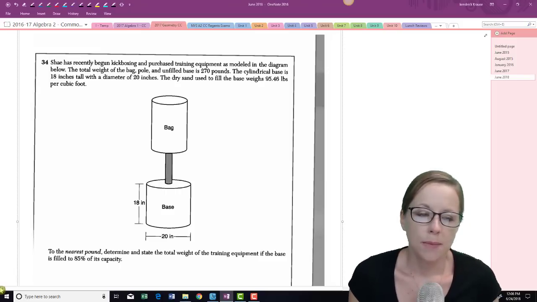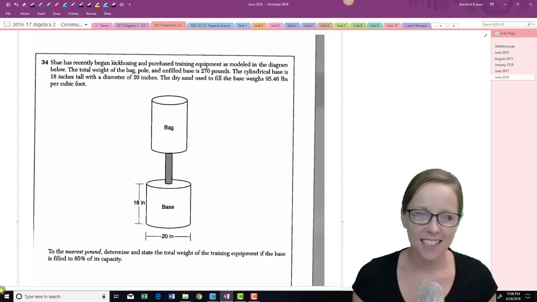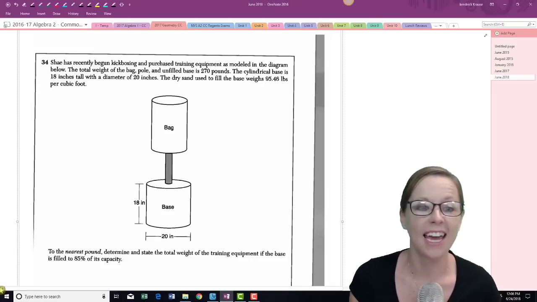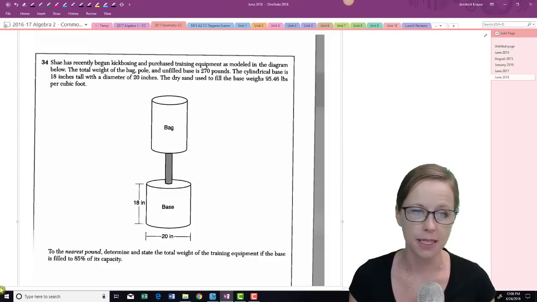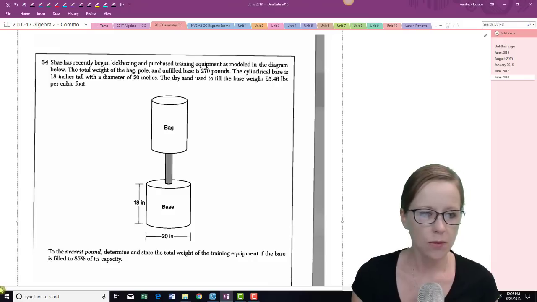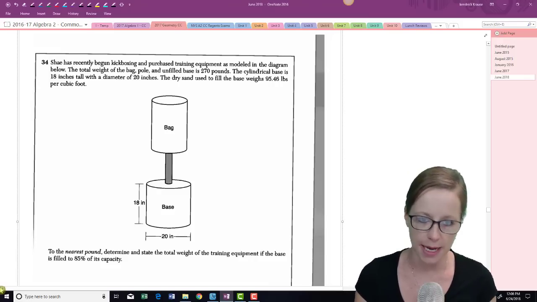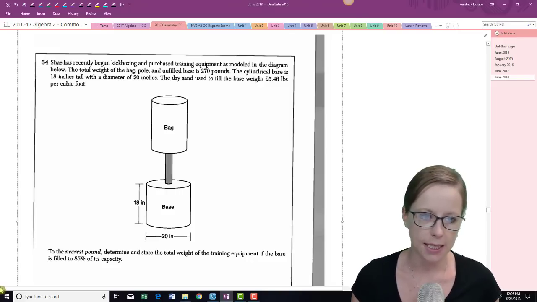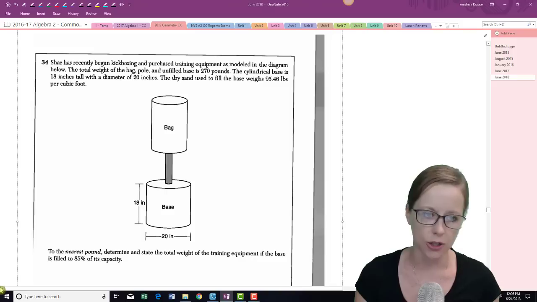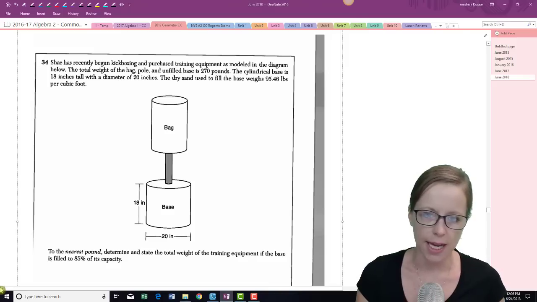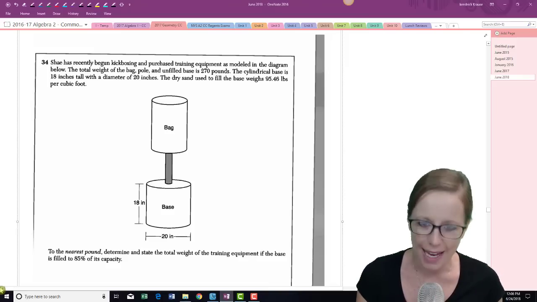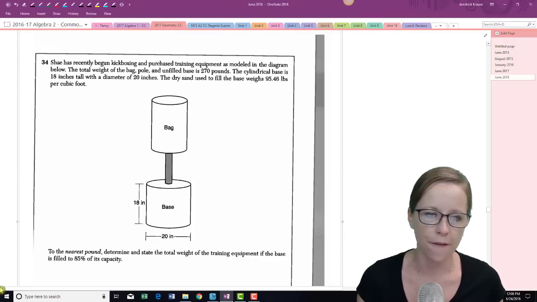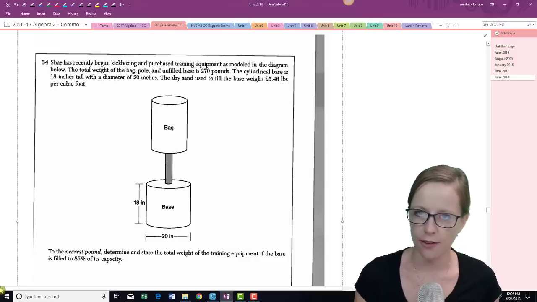So Shay has recently begun kickboxing. Yes, that's excellent. Kickboxing is a really good workout, and it lets you release some stress and maybe some anger. And purchase training equipment as modeled by the diagram below. The total weight of the bag, pole, and unfilled base is 270 pounds. The cylindrical base is 18 inches tall with a diameter of 20 inches. So we've got pounds and inches. The dry sand used to fill the base weighs 95.6 pounds per cubic foot. All of a sudden we have feet.